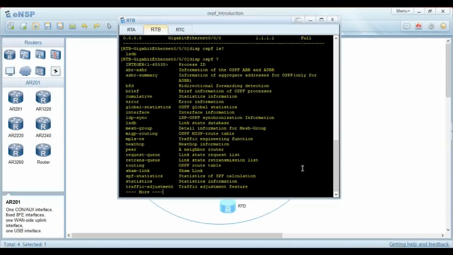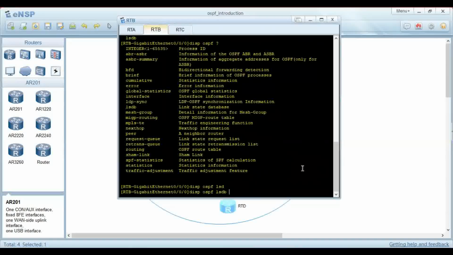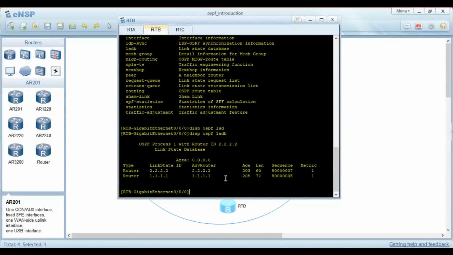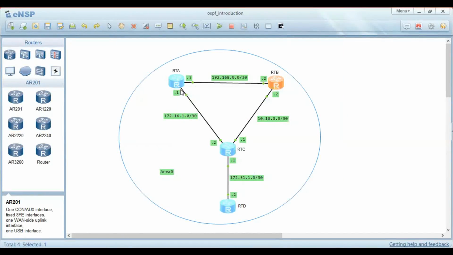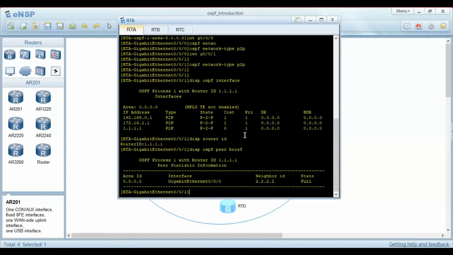So let's see the status of the link state database. You can see this router, router B, has two LSAs in the link state database. It has one for router A, and one for itself. You can see that. For router A, the router ID is 1.1.1, and for itself it's 2.2.2. We expect router A to have the same.